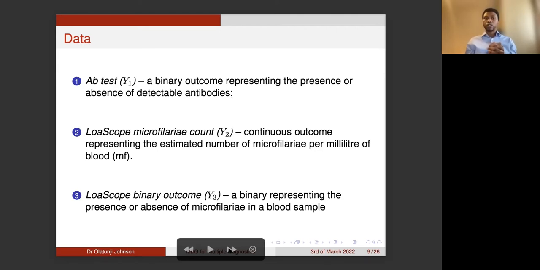So I denote Y1 as a binary outcome. It's just representing presence of detectable antibodies. If it's 1, presence; 0, absent. And for Y2, I denote that as just the microfilarial counts from blood. You can think about that as a non-negative real number, basically, from 0 to any number, not to infinity anyway. It's not that large.